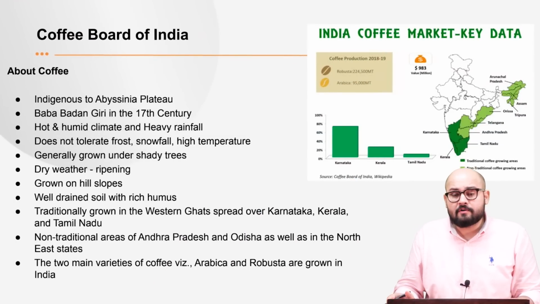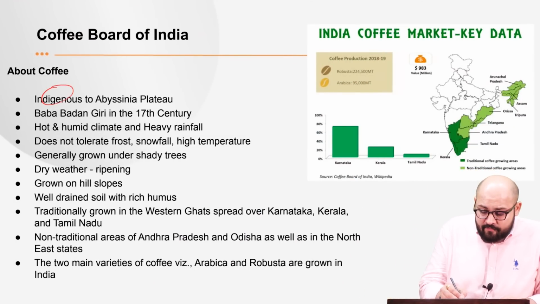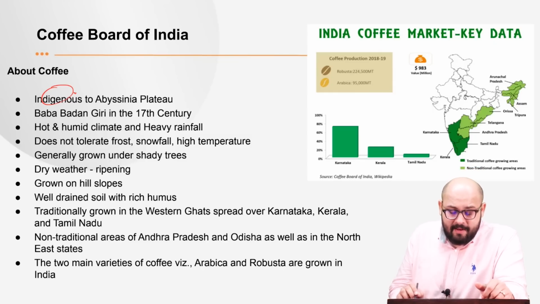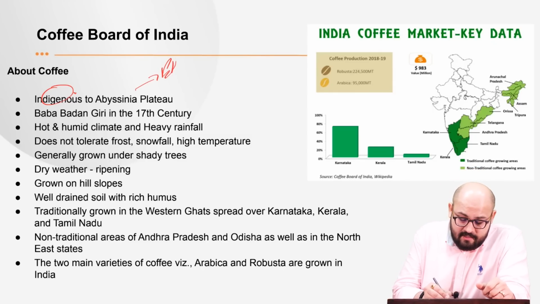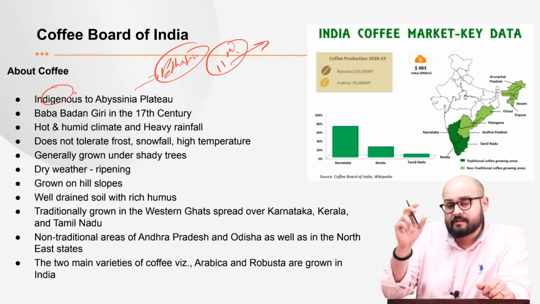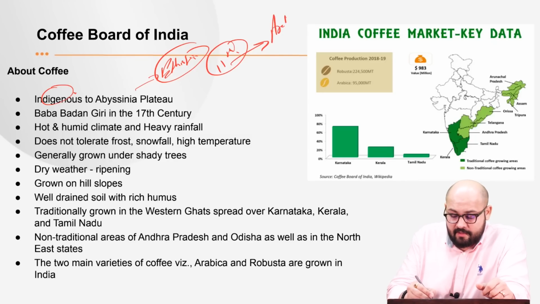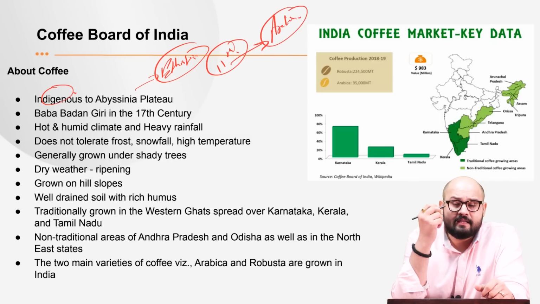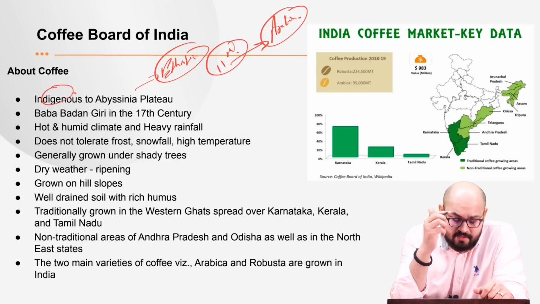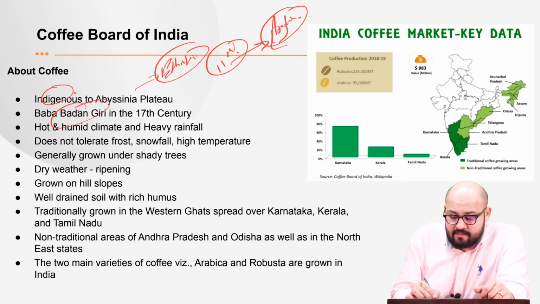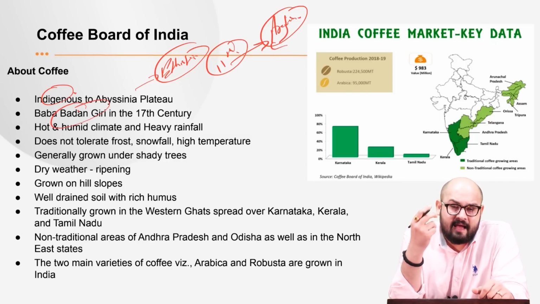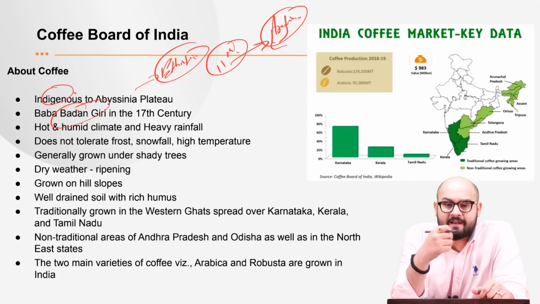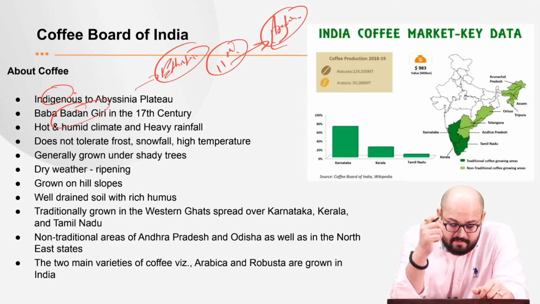Now let's first talk about coffee. Right, so coffee is indigenous to the Abyssinia Plateau, that is Ethiopia, right? And it was in the 11th century that the seeds were taken to Arabia, right? And it was in the 17th century that Baba Budangiri took the seeds from Arabia and brought these seeds to India, where he planted them in what we call the Baba Budan Hills in Karnataka, right? So remember this.